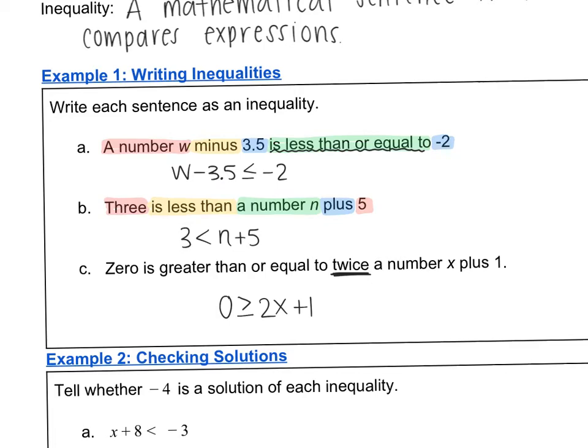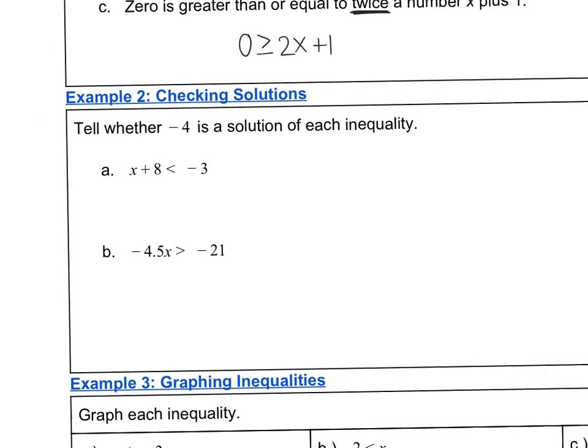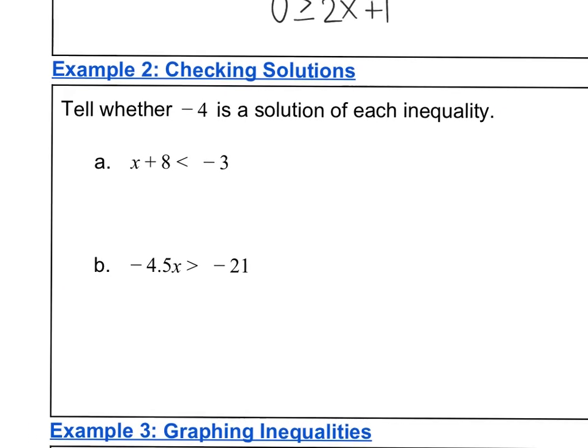In example 2, if we keep moving, we're actually going to test to see if something is a solution. So in example 2, I want to know, is -4 a solution to the inequality? In order for something to be a solution to the inequality, it has to be true. So here's what I mean. I want to know, is -4 a solution? So basically, can x be -4? That's what I'm asking. So I'm going to plug in -4 for x. So that'll be -4 plus 8 is less than 3.